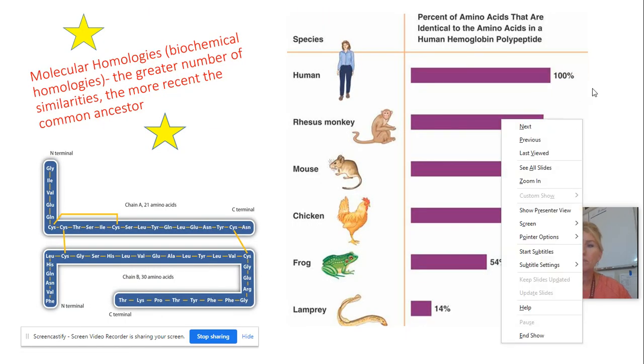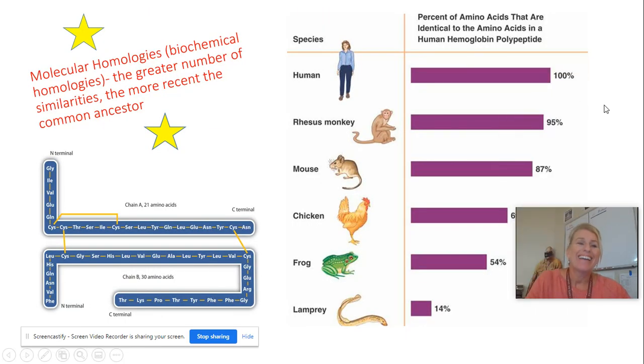Okay, notice these two stars on this slide. That means it's really, really important. We can look at biochemical or molecular homologies. Once again, the word homo means same. So homologies are similarities. If we look at similarities among biochemical molecules, like proteins, and how do we code for proteins? DNA. So if you have similar DNA, you're certainly going to have similar proteins.